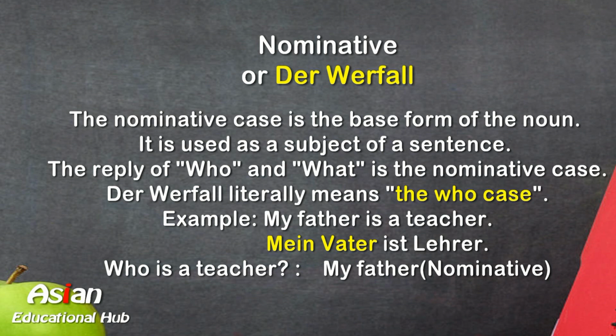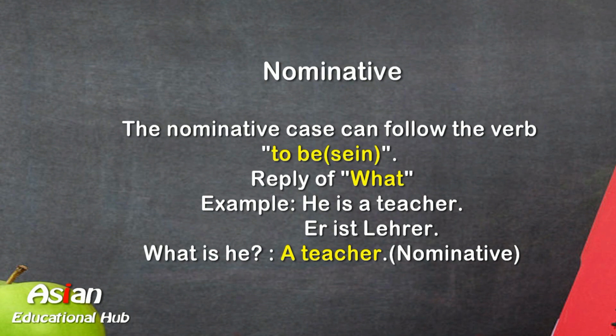For example, my father is a teacher. Who is a teacher? My father. So my father is in the nominative case. The nominative case can follow the verb to be, sein. After sein also we can use the nominative case.